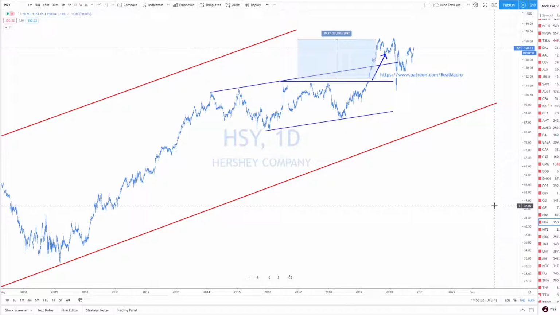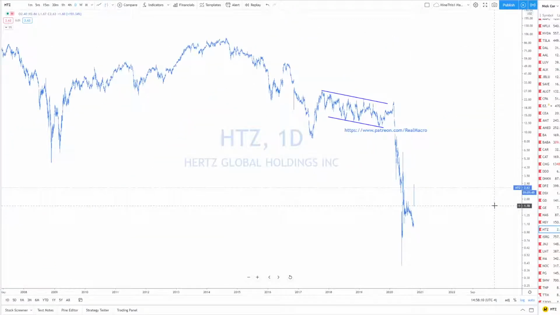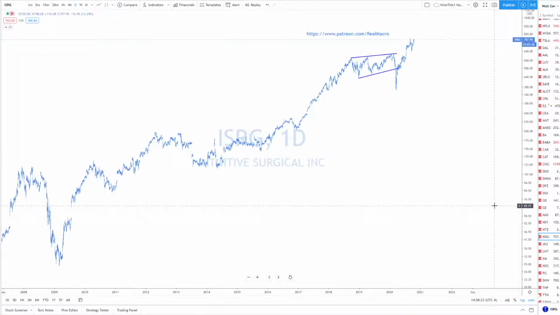Hershey. I'm surprised this has not broken out. I think this will continue higher. This is again, it's chocolate, man. Come on. Comfort food. Hertz. Remember Hertz, right? Went bankrupt. Stock soared and soaring again. $2.61. Stay away from this. Intuitive Surgical. This is one of these bull stocks that are just gonna go up until the day you die.